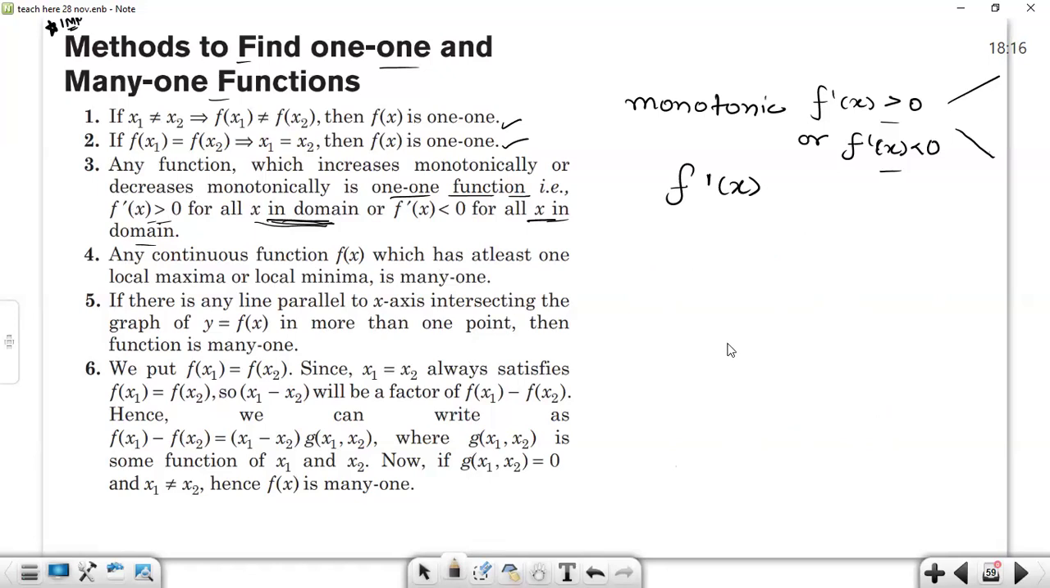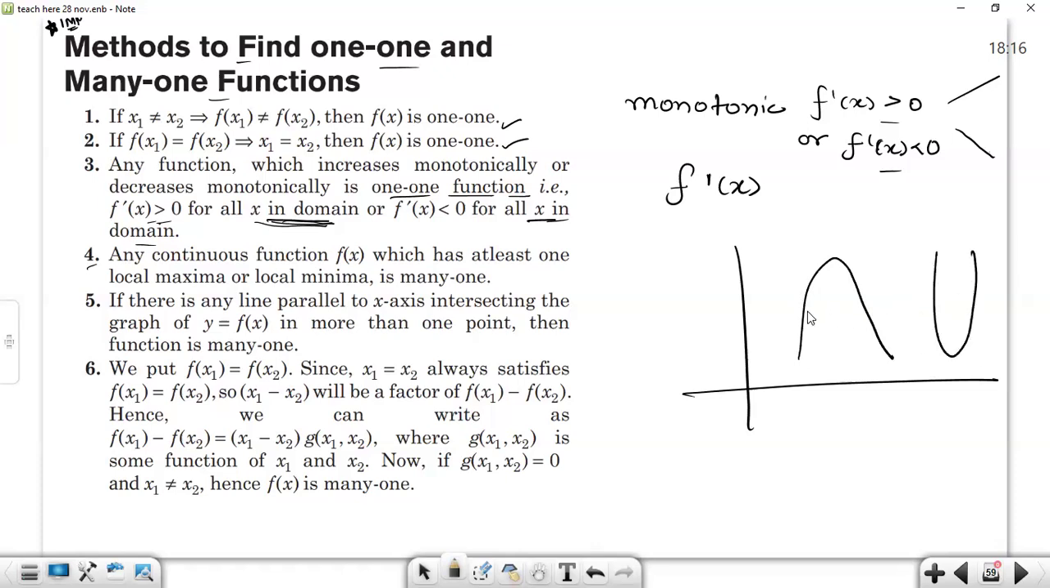Okay. Yes, sir. The fourth point: any continuous function which has at least one local maxima or local minima is many-one. If a continuous function in its interval has any local maxima or local minima, then as we can clearly see, for this particular value x1 and this particular value x2, there is the same value of f of x1 and f of x2. There is the same value of y here. So for two different values of x, there is the same output. So the function is many-one, and the same goes for the other function also.